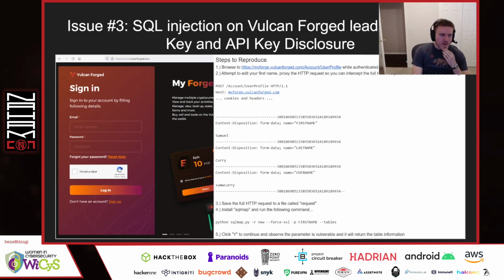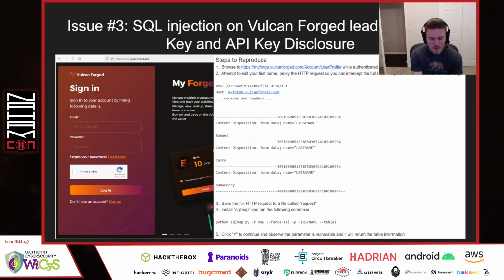So the third issue is actually a more technical, actual vulnerability. There's a SQL injection vulnerability on this website called Vulcan Forged, right? And Vulcan Forged employs a third-party wallet, right? I don't think their liquidity provider is Fireblocks. I think it's a different company. But we were looking at their website and we found a SQL injection. And with the SQL injection, we were able to dump the tables, and we saw a users table, private keys and all this stuff. And we immediately reported it and they immediately fixed it.